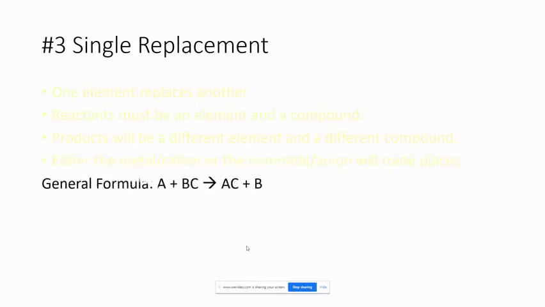For example, if I have this general formula right here, we have A plus BC. A represents an element. BC represents a compound. And then we have a new compound over here. A is now compounded with C, and we have B all by itself as an element. So when B was in a compound, now B is all by itself. So lonely.